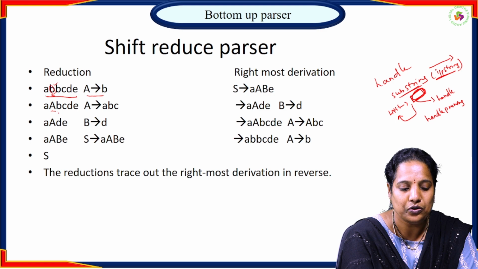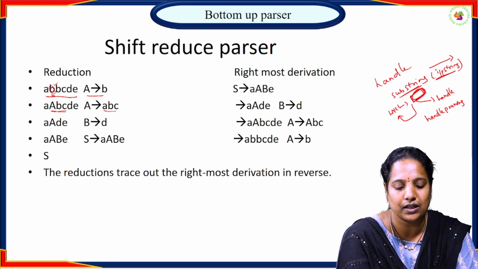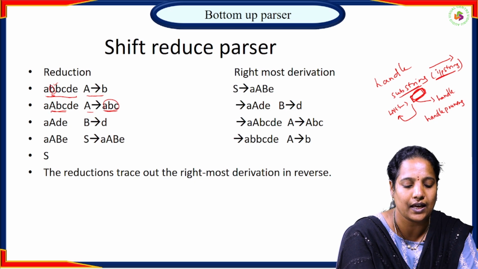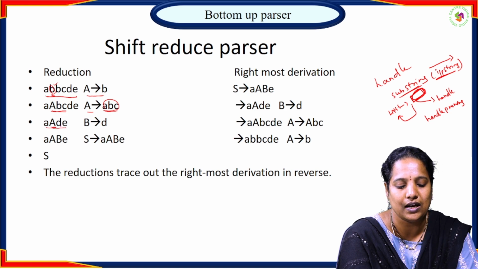In this one, when you observe the substring A, B, C, it is a handle, nothing but the right hand side production for the given non-terminal A. Then what we can do here is replace A, B, C with the left hand side non-terminal A. In the next step, we are replacing A, B, C with capital A, then the input string becomes A, D, E.